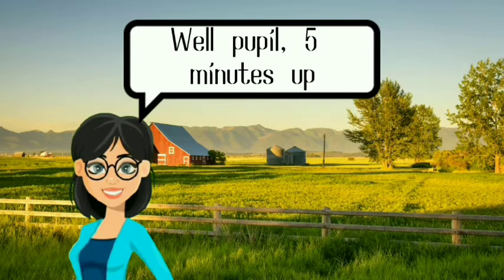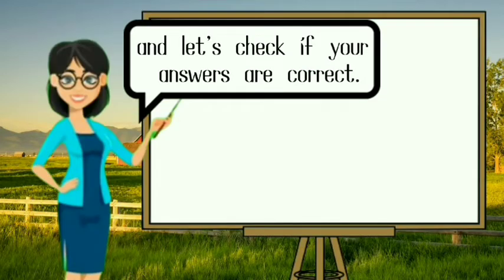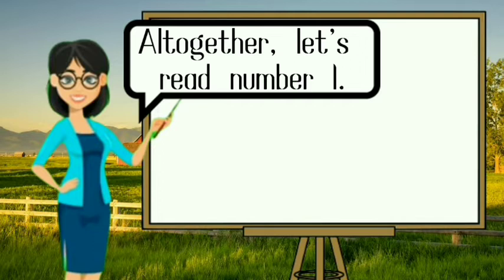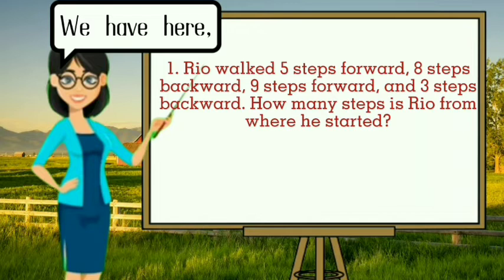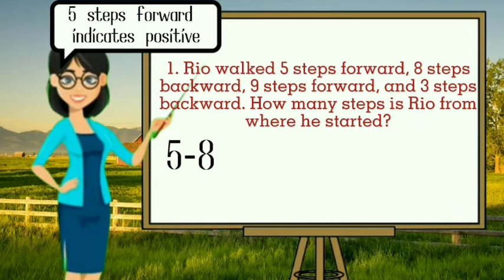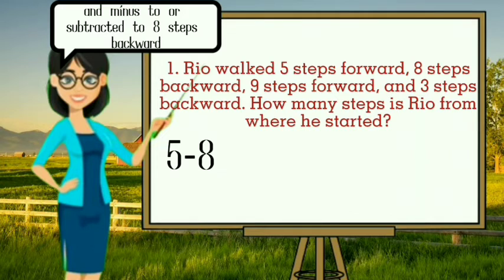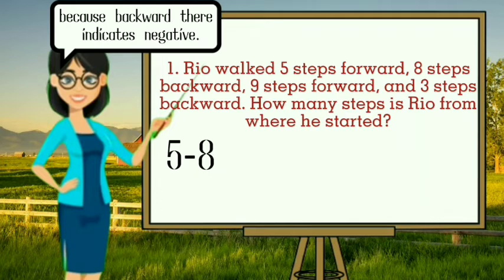Well, pupils, 5 minutes up, and let's check if your answers are correct. Altogether, let's read number 1. Rayo walked 5 steps forward, 8 steps backward, 9 steps forward, and 3 steps backward. How many steps is Rayo from where he started? We have here 5 steps forward, which indicates positive, and we subtract 8 steps backward, because backward indicates negative.